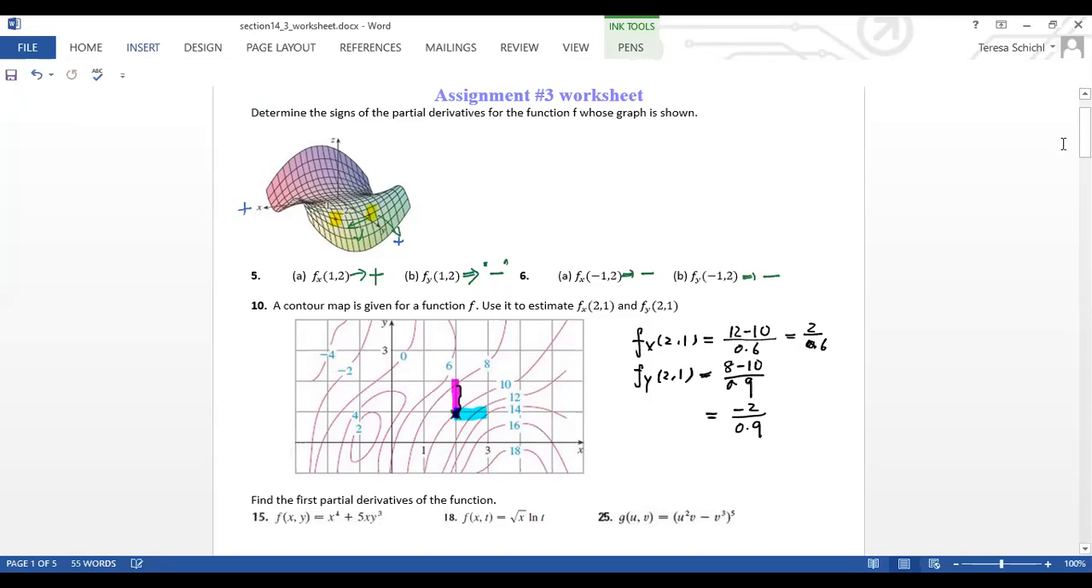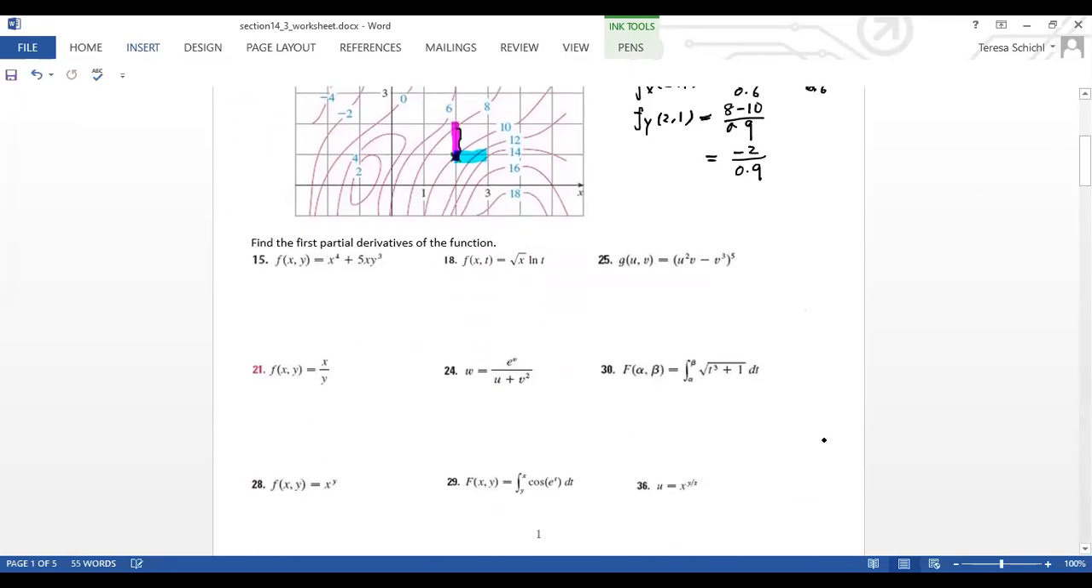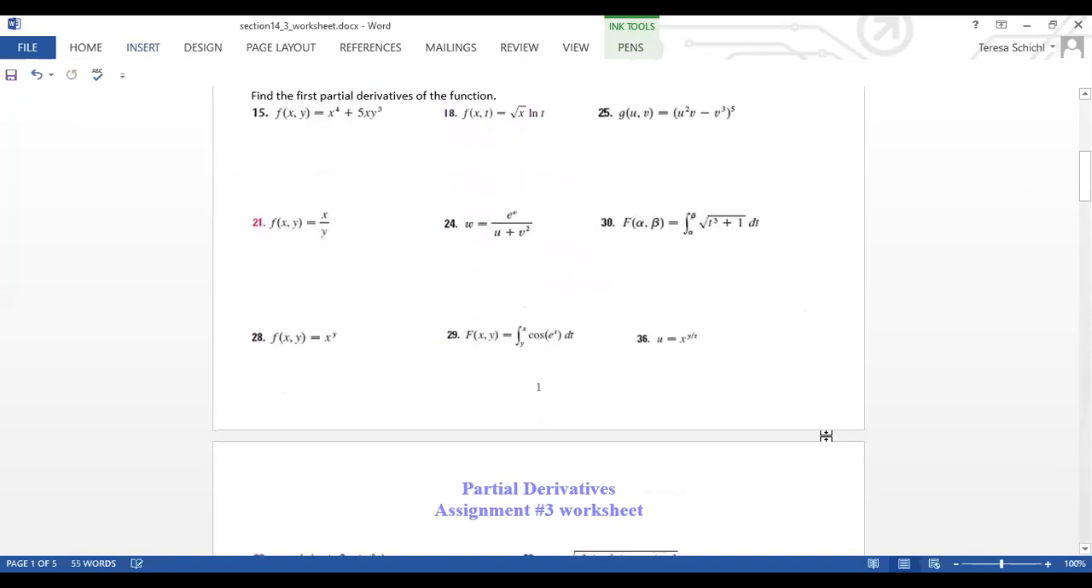And different people might get a little bit different answers. Like for this problem, different people might get different answers here. Okay, so the next problem I want to do is number 29 here.